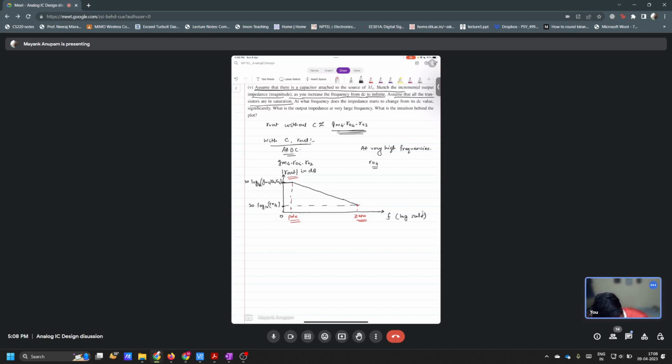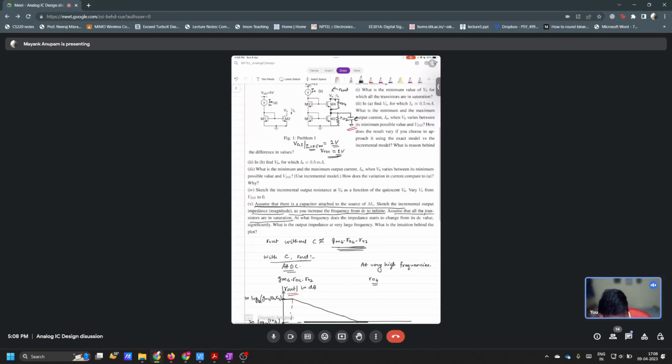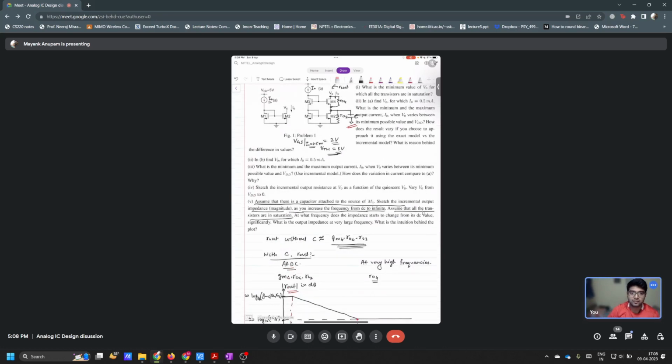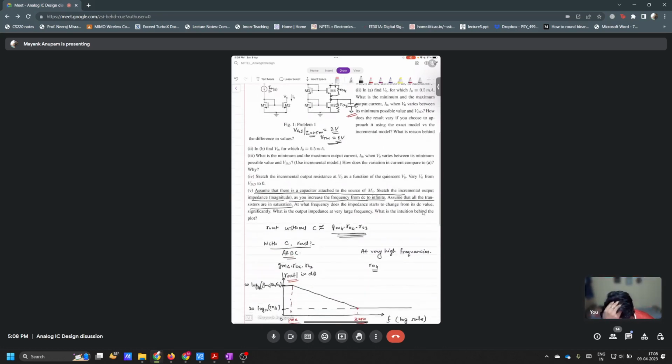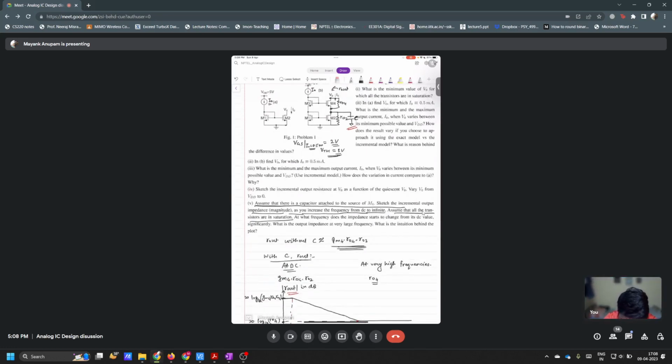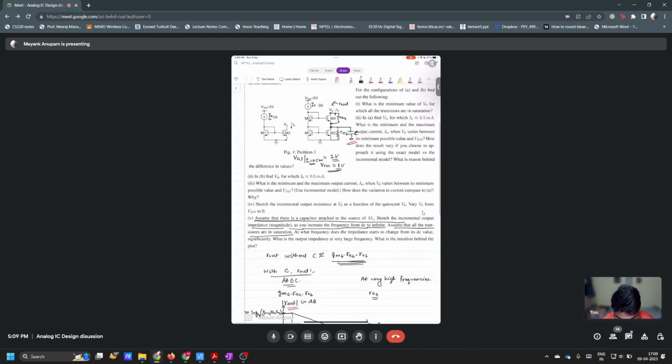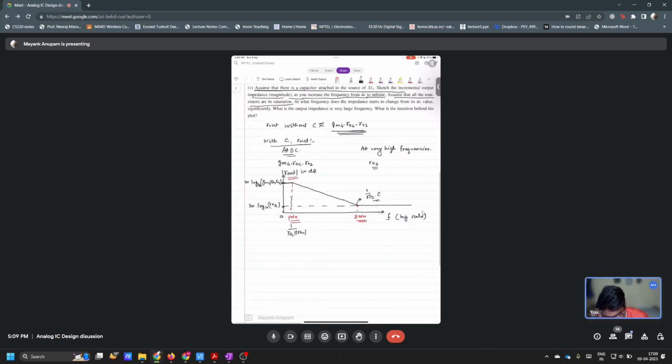So tell me, what will be the situation? What should be the frequency of the zero? I think it should be 1 by RO2 into C, right? Yes, exactly. It should be 1 over RO2 into C. And what should be the pole frequency? RO2 parallel RO4 into C. Yes. It should be 1 over RO2 parallel RO4 times C.